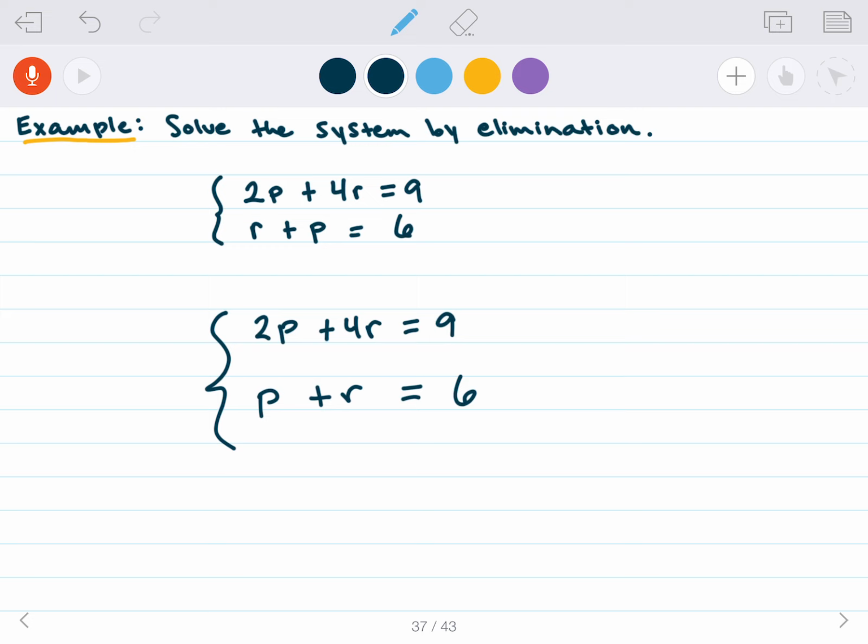Now, there are two different ways to do this, but I want equal and opposite coefficients. So I'm going to take this equation and multiply both sides by -2 so that I have -2p and a 2p. That's the goal. So let's go ahead and do that. I'll multiply both sides by -2.